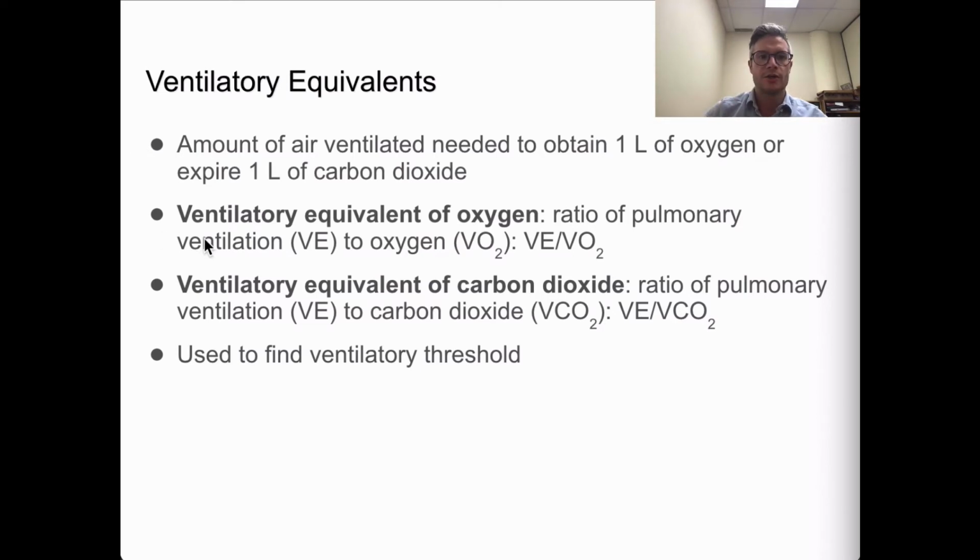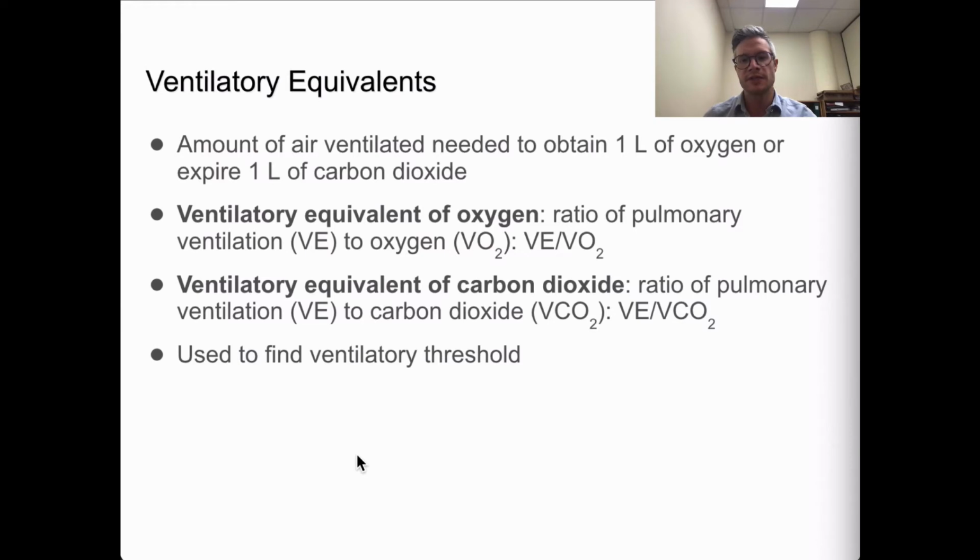We typically express the ventilatory equivalent of oxygen, to be specific, as VE over VO2: the pulmonary ventilation, how much you're breathing in and out, over the volume of oxygen that you obtain from that. Very similar concept with carbon dioxide, but that's exhaling. We use these two concepts to find our ventilatory threshold.